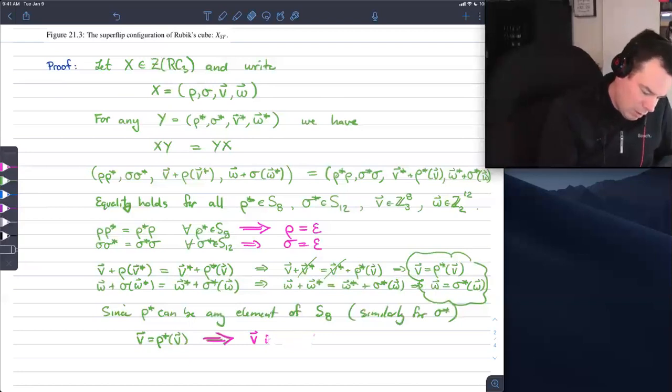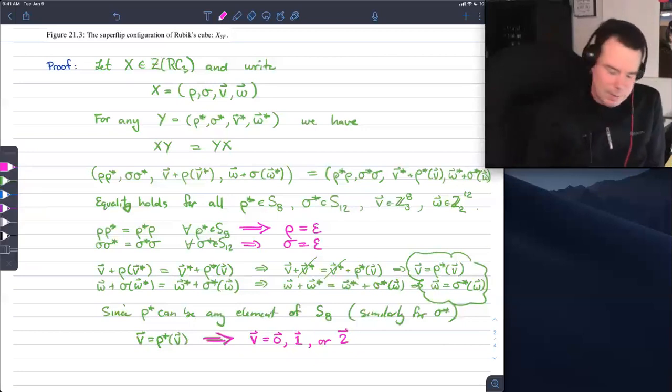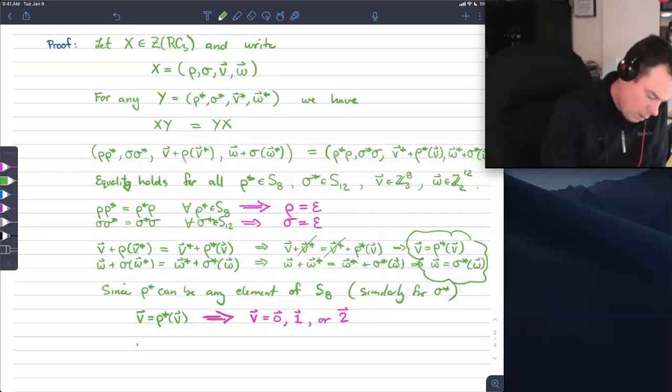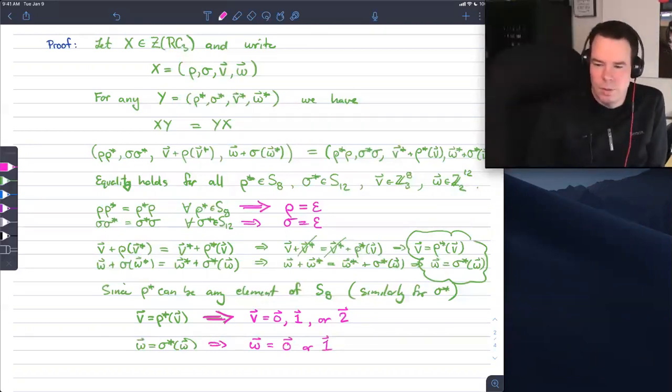Well, maybe I should say it this way, that V is equal to either the 0 vector, the 1 vector, or the 2 vector. In other words, all the entries are 0 or 1 or 2. So all the entries have to be the same. That's what I meant by being a constant vector. All of the entries are exactly the same. And W equals sigma star W tells me that W also is this constant vector. So it is either all zeros or all ones, because those are the only vectors that when you permute them remain unchanged.